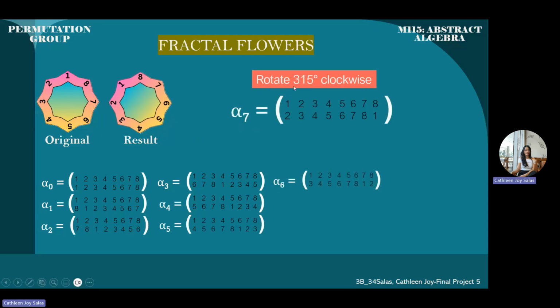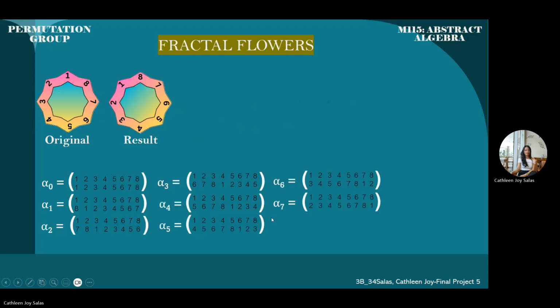So for our 315 rotation, we have here 1 is to 2. That's why we have 1 is to 2 here. 2 is to 3. 3 is to 4. 4 is to 5. 5 is to 6. 6 is to 7. 7 is to 8. And 8 is to 1. So we have here the summary of the rotation, permutation of rotation.